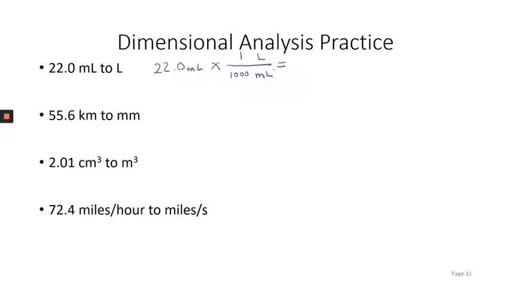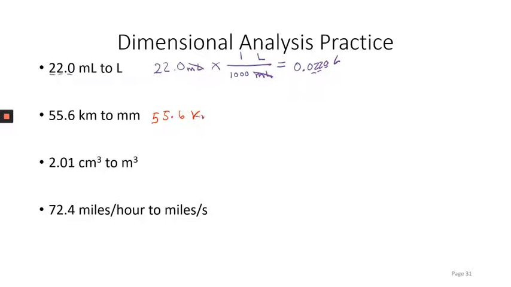So what am I physically putting in my calculator? 22.0 times 1 divided by 1,000. And when I do that, I get 0.0220 liters. Notice this has 3 significant figures, and so does my answer. And my milliliters canceled. Let's try the next one.